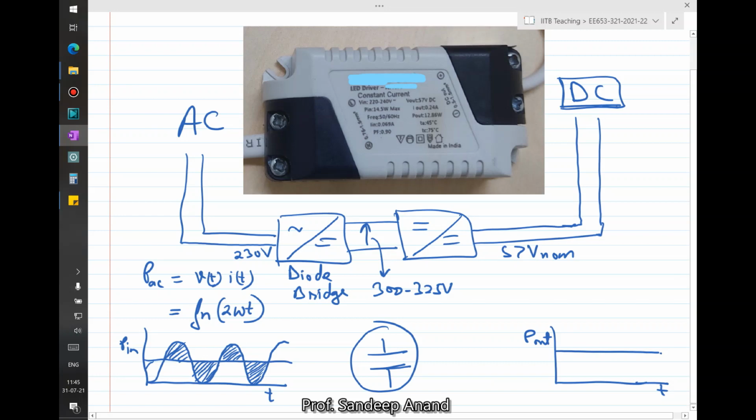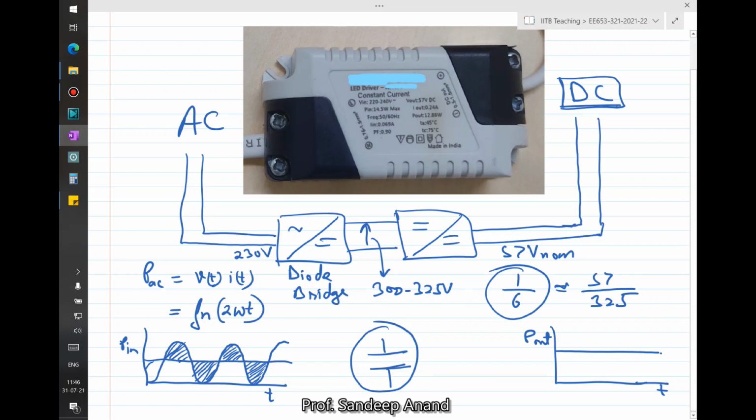So how does this conversion happen? Can a buck converter do it? Here we are talking about a gain of 1 upon 6, that is, reducing the voltage by 6 times. What is 1 upon 6? 1 upon 6 is nothing but approximately 57 upon 325. So we are talking about reducing the voltage by 6 times.